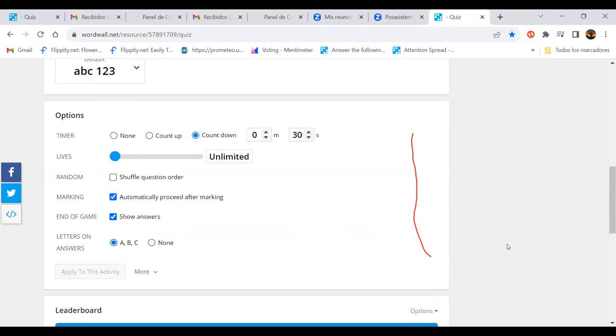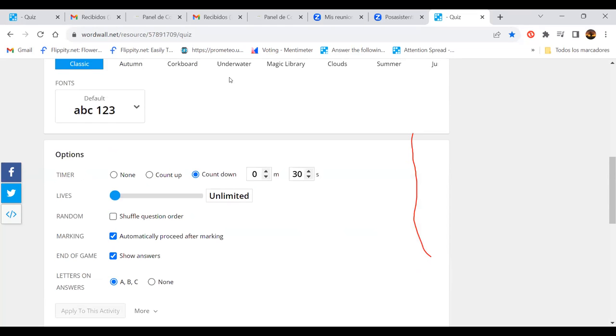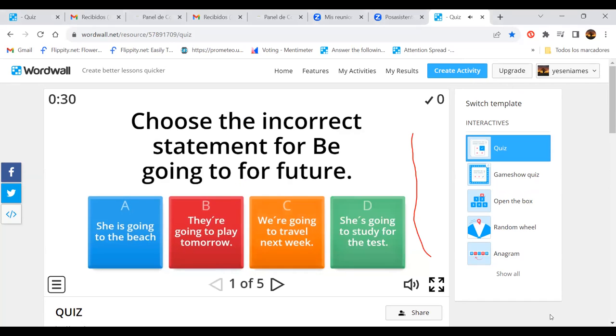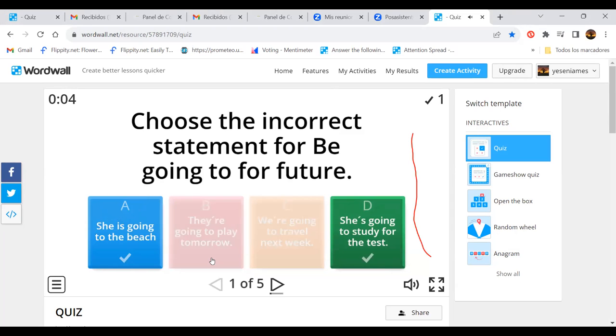Ok, lo vamos a hacer aquí entre todos entonces. Vamos a hacer el ejercicio aquí. Todos juntos. Vamos a ver, ustedes me dicen, which is, escriben ahí en el chat. That is what we are going to do. Escriben en el chat cuál es the incorrect statement in with be going to. Which is the incorrect? A, B, C, or D? In the chat box. Letter A. Okay, good.